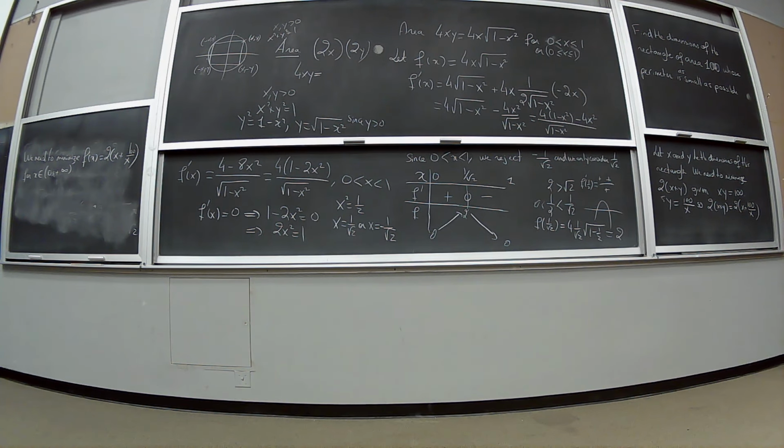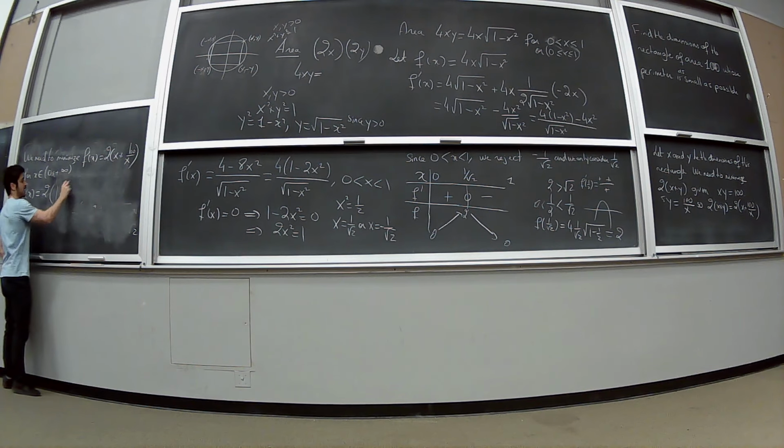What do I have to take? First of all, I take the derivative. Who can help me with the derivative? That should be an easy one. F prime of x is equal to 2. The derivative of x is, everybody, what? 1. The derivative of 1 over x is minus 1 over x squared.